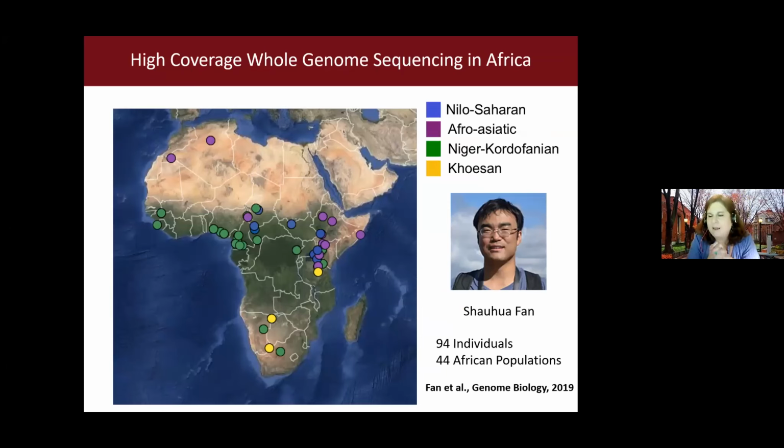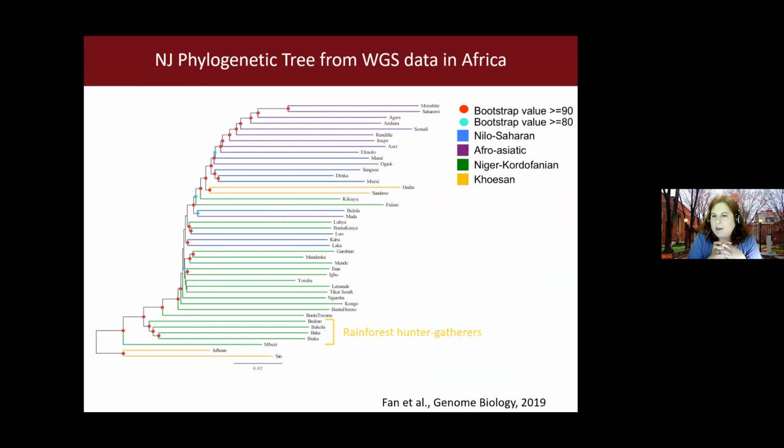So I want to tell you about a study that was published a couple of years ago, in which Shawa Fan took the lead in the bioinformatics analysis. That was together with David Reich and the Simons Genomic Diversity Panel. And we looked at whole genome sequence variation from 94 individuals from 44 African populations. Mainly, David Reich's approach was to look at just 2 individuals per population. And from that, you can construct a phylogenetic tree.